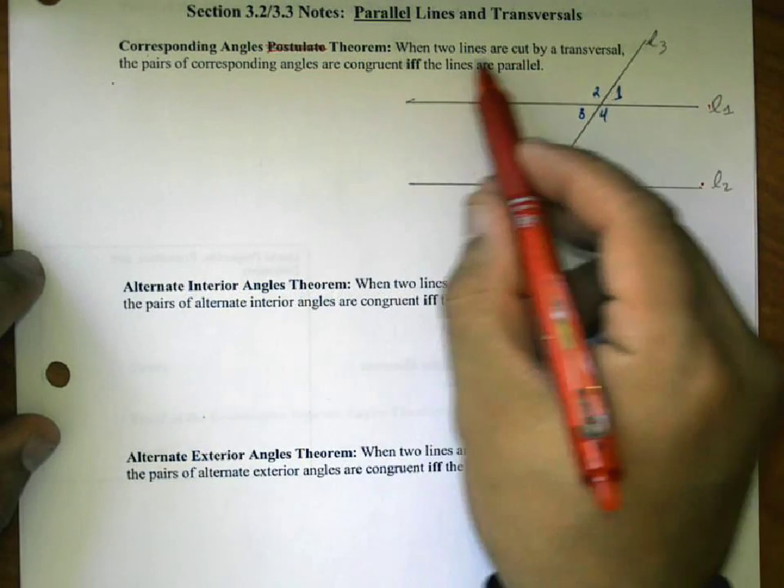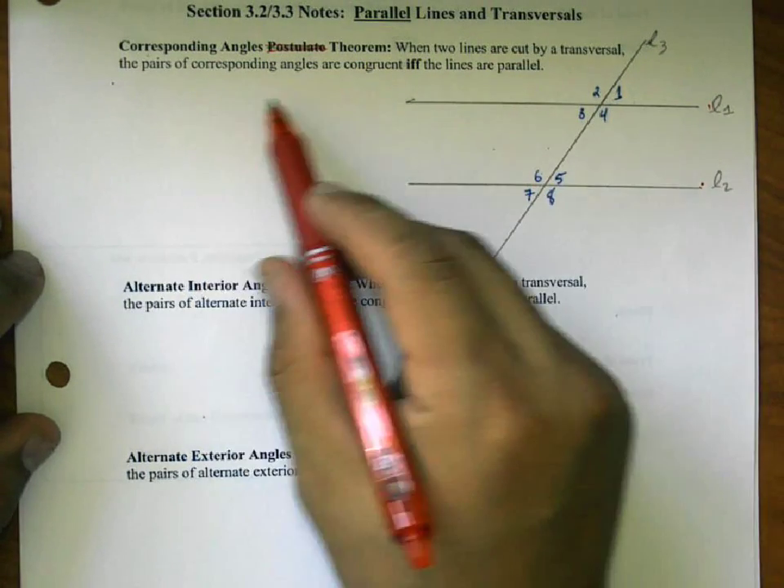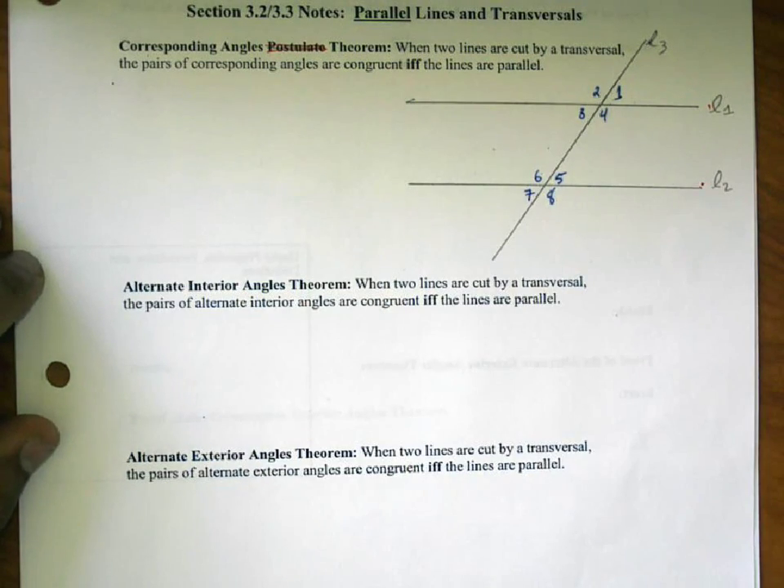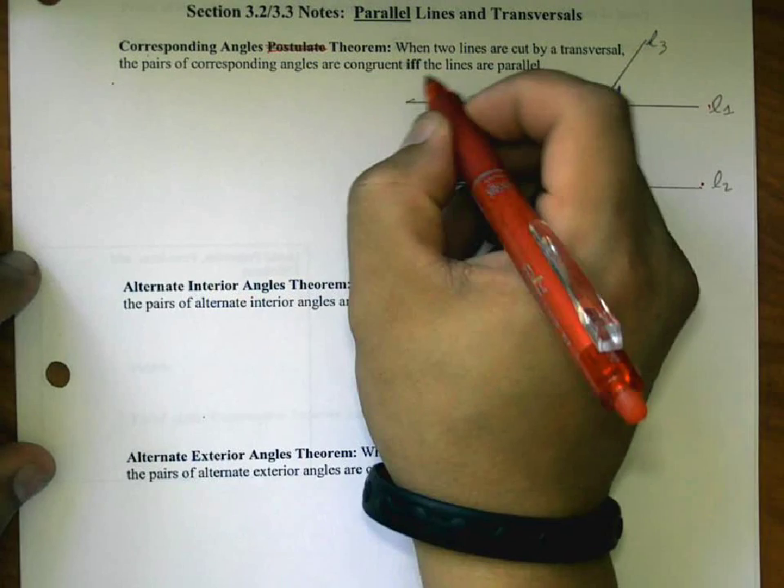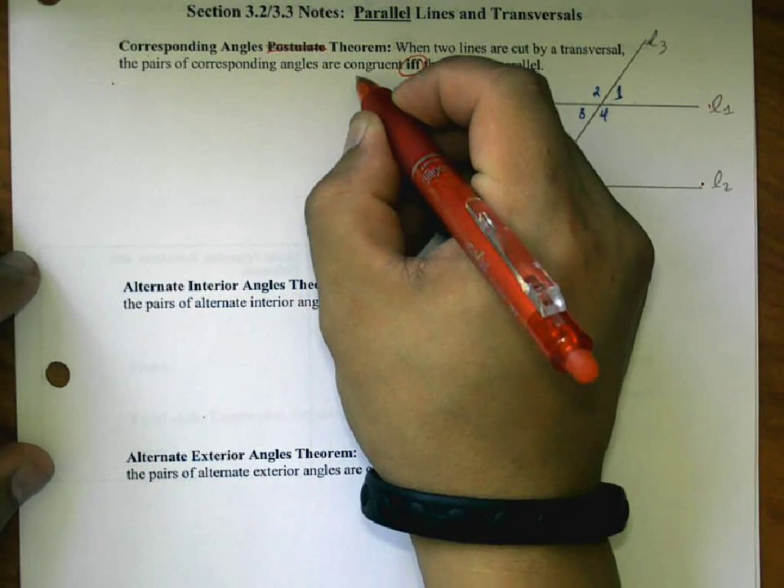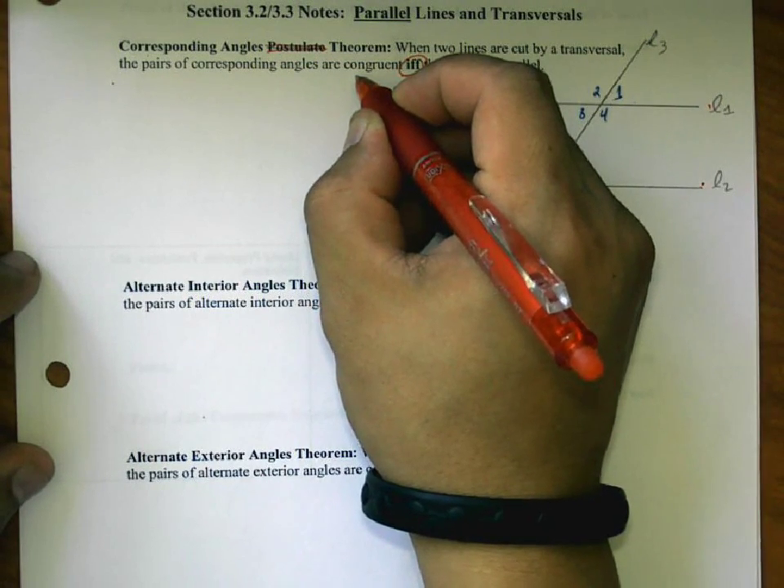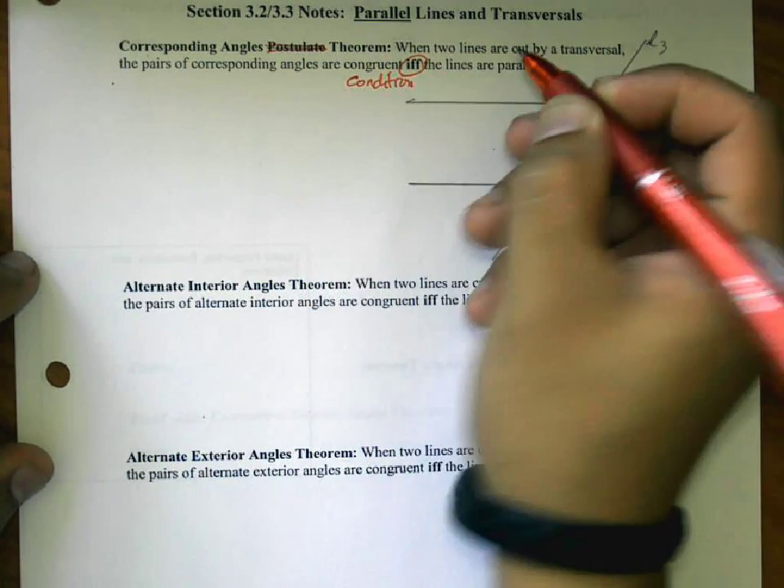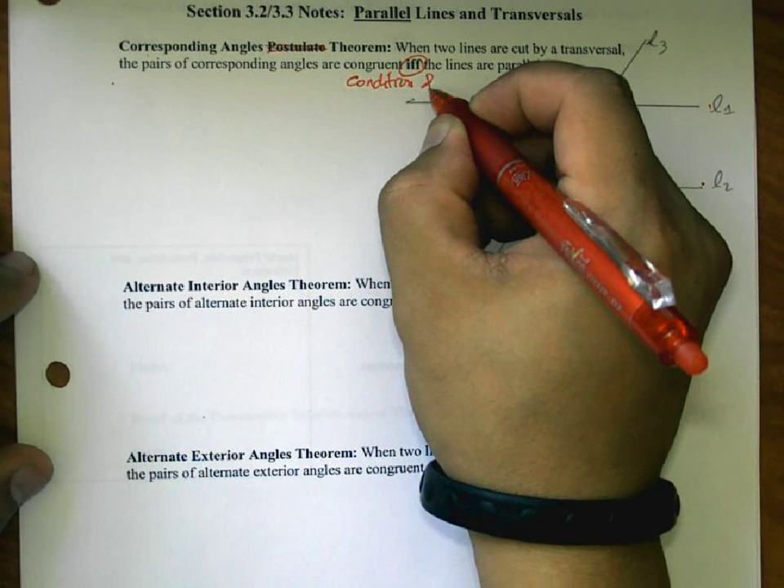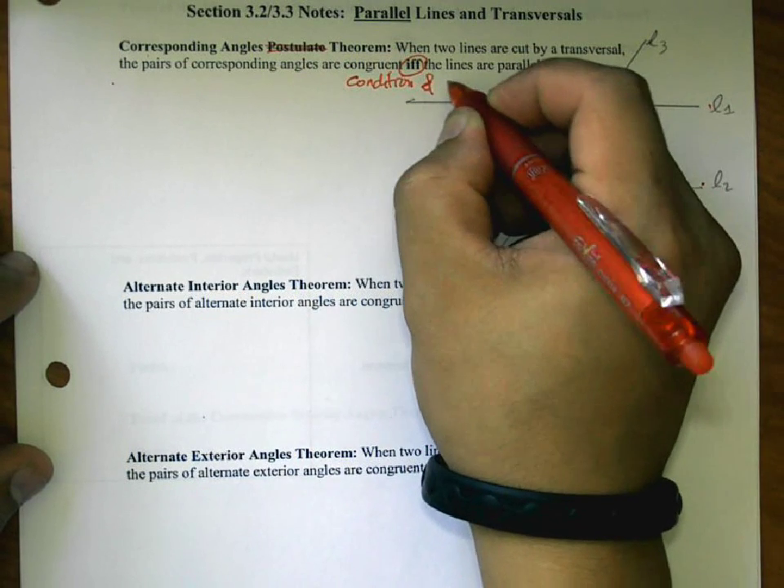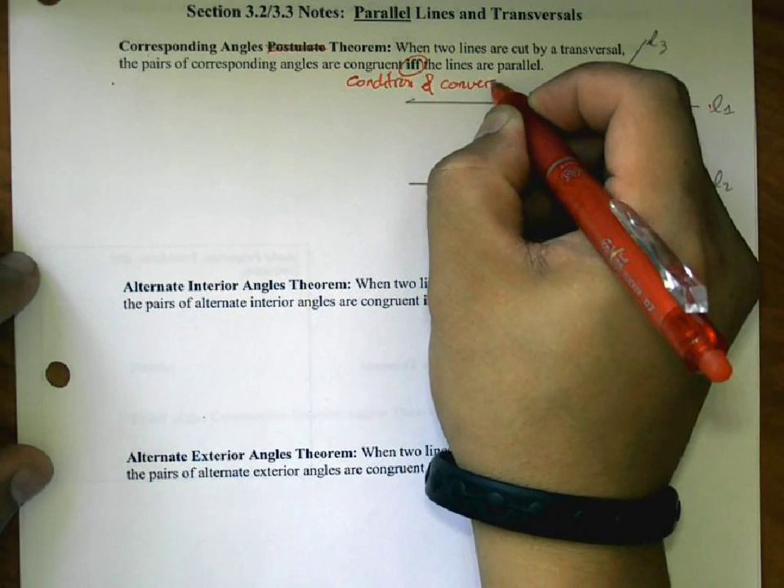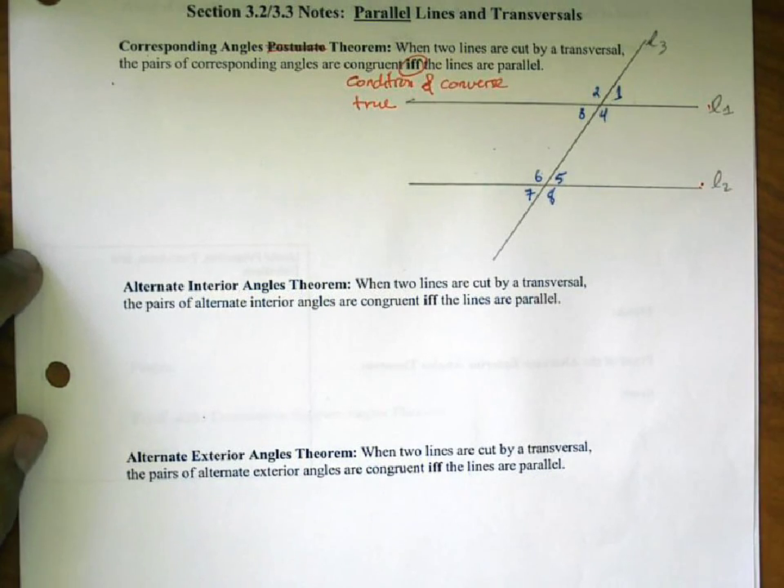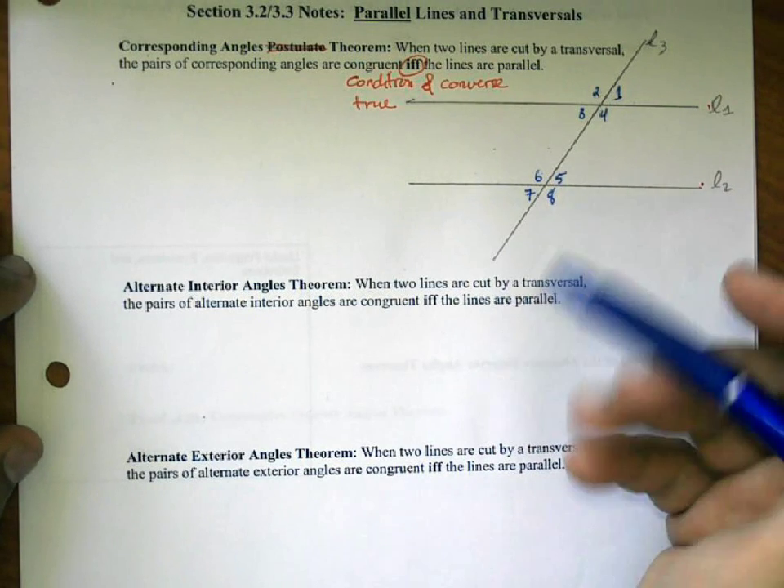Okay, so it says, when two lines are cut by a transversal, the pairs of corresponding angles are congruent if and only if the lines are parallel. And if and only if here is a biconditional. It means that the condition and the converse are true. Okay, so let's unpack this a little bit here.